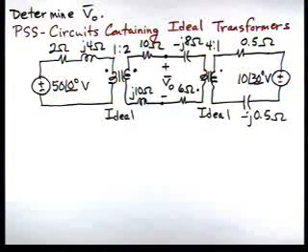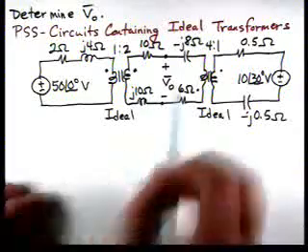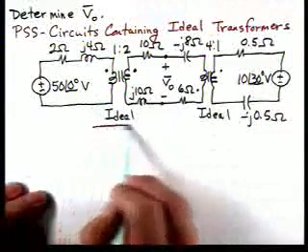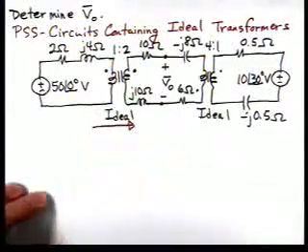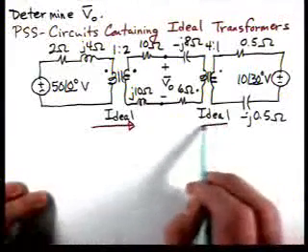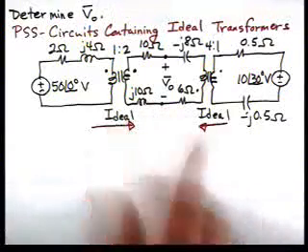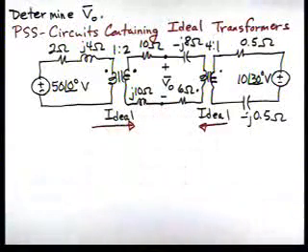And if we look at that, we're going to be reflecting things through transformers. And since we want to solve for V0, we'll take everything on this side of this transformer and move it into the middle, and we'll do likewise for this transformer. So we're going to reflect everything into the middle here. We're going to eliminate both ideal transformers.